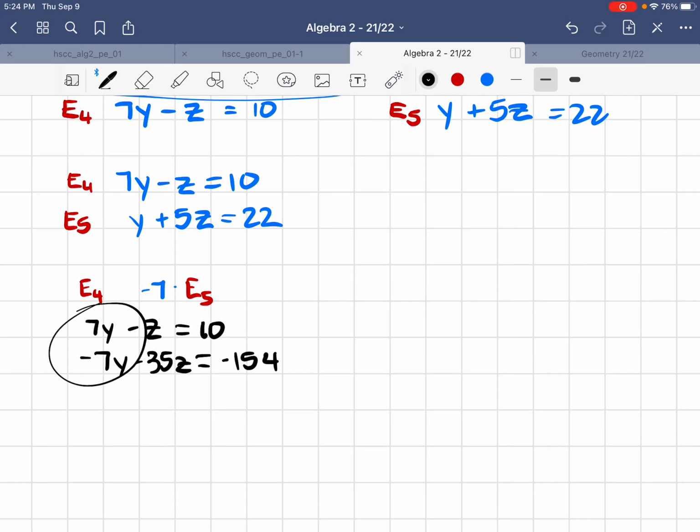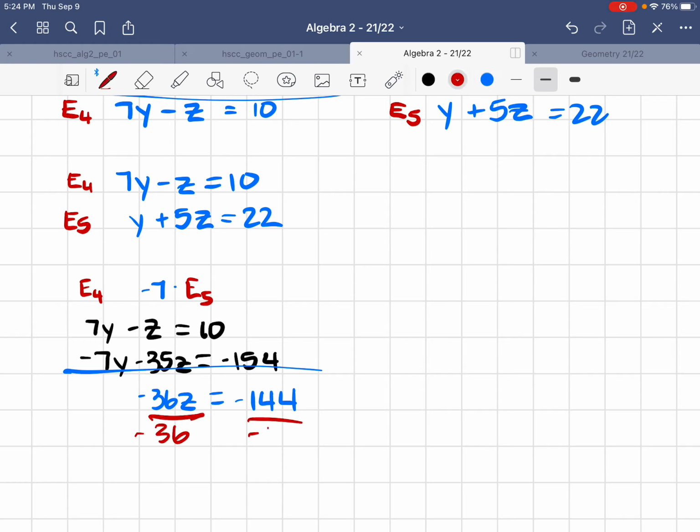Now you'll notice that the y's are going to cancel. So we combine these two equations here. The y's cancel out. The negative 35z and the negative z become negative 36z, which is equal to negative 154 plus 10, and that is going to give us negative 144. You'll notice you have now a single equation with a single variable that you can solve by dividing both sides by negative 36. This gives us z is equal to 4.